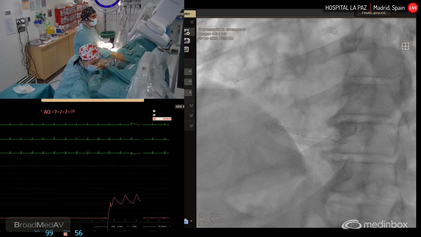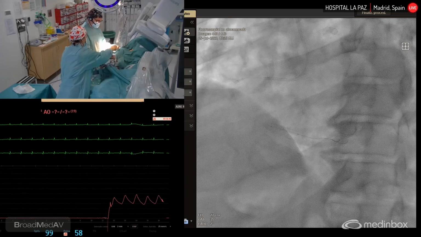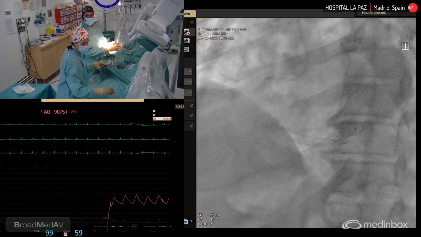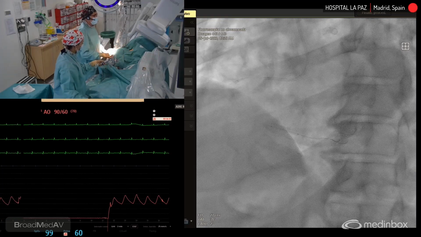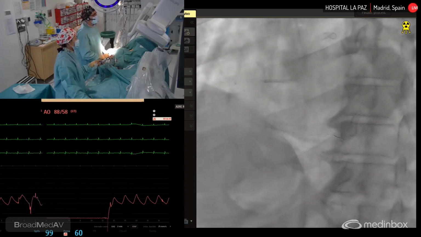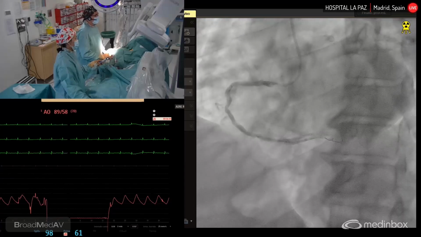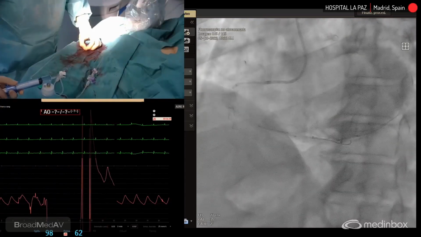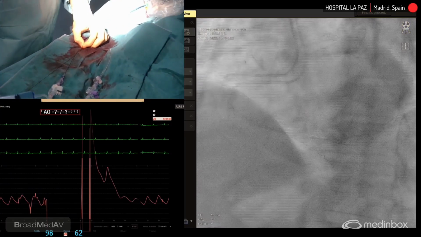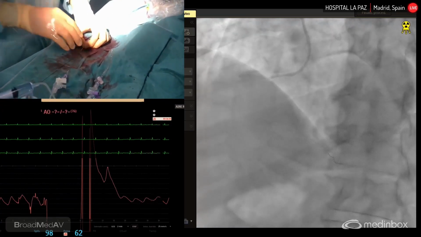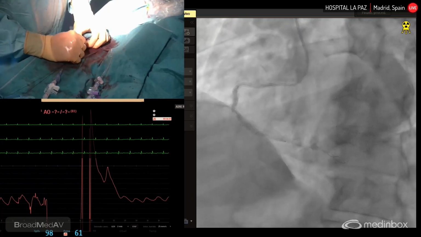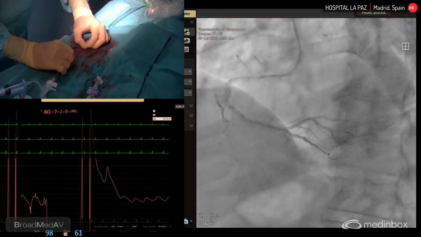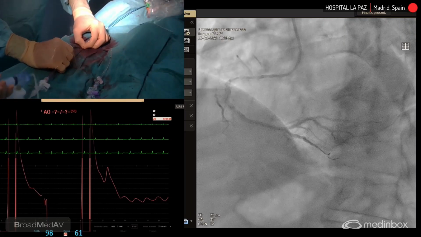Okay, and the fact is that the plaque is modified, and you can dilate properly a lesion that was undilatable before. The point is that sometimes you don't see anything new in the intracoronary image, and you say, well, we did nothing here, but we really made a change.